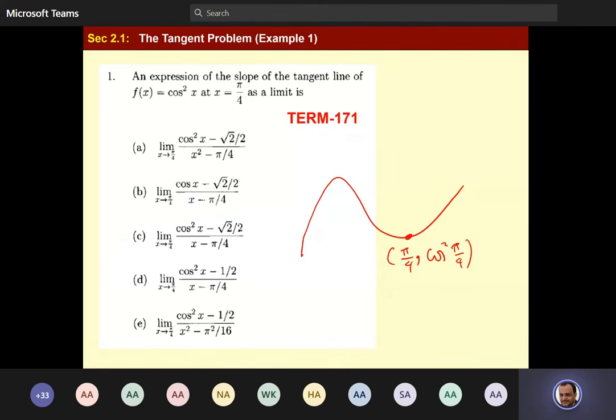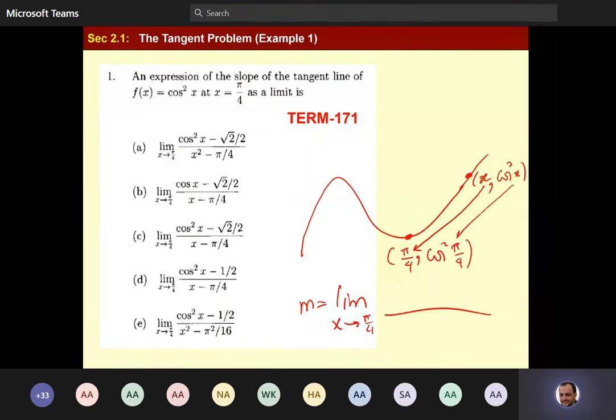Sorry, the answer is not C. I realized now. Yes, D, because of the square. Now take another point here. The point that you will take here is x and what? And cosine squared x. So now the slope will be the limit when x approaches pi over 4. Here you will have delta y, which is this minus this, so it is cosine squared x minus cosine squared pi over 4, over x minus pi over 4.